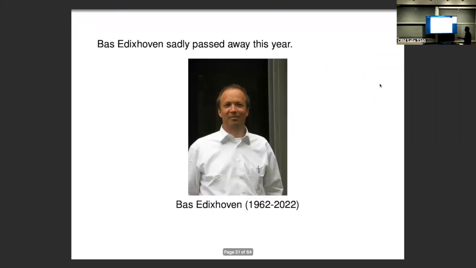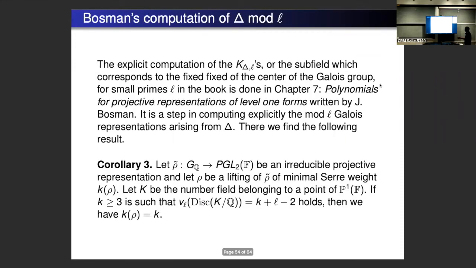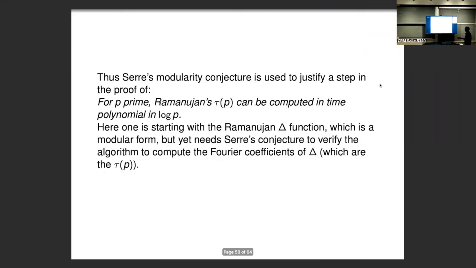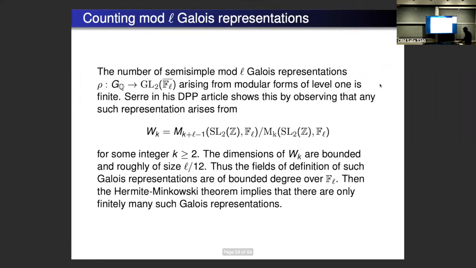Okay, I'm going to end. I'm just going to end with one question about counting mod L Galois representations. I'll just take 2 minutes. So one thing which Serre's conjecture leads you to ask is how many mod L Galois representations there are from G_Q into GL_2(F_L bar) which are unramified outside L and odd.